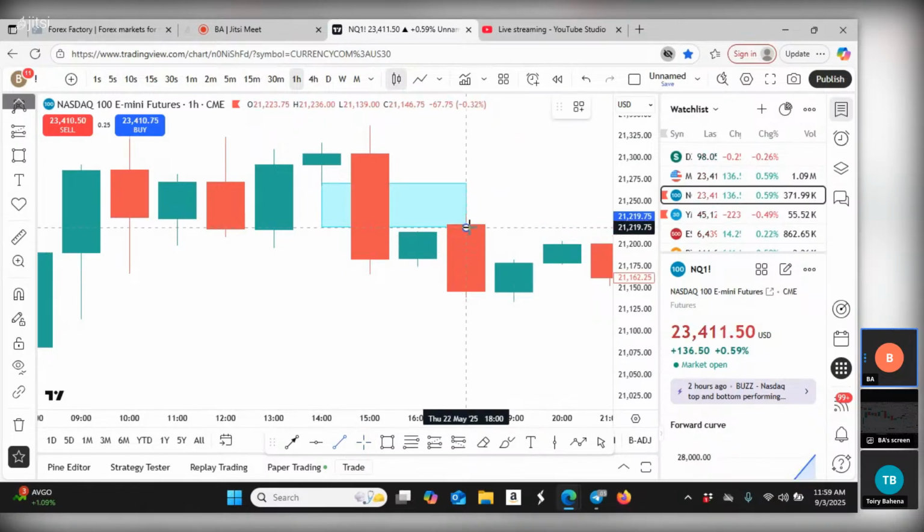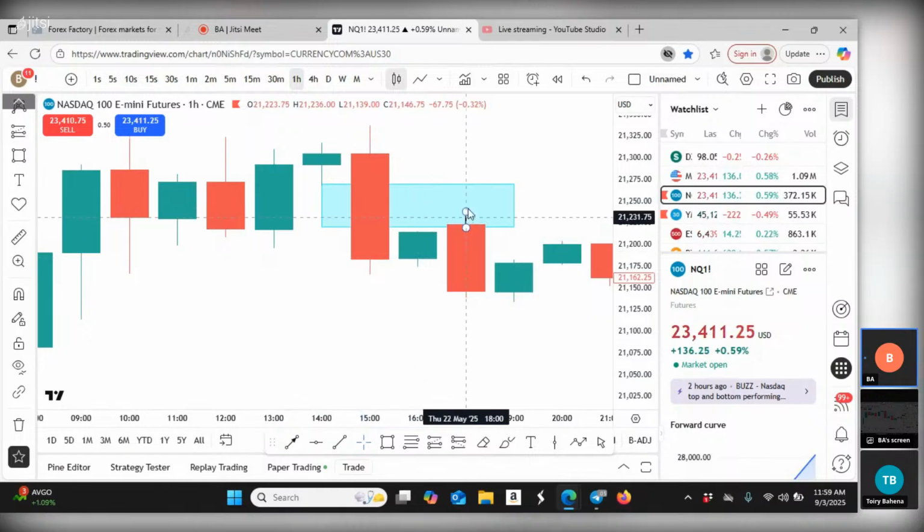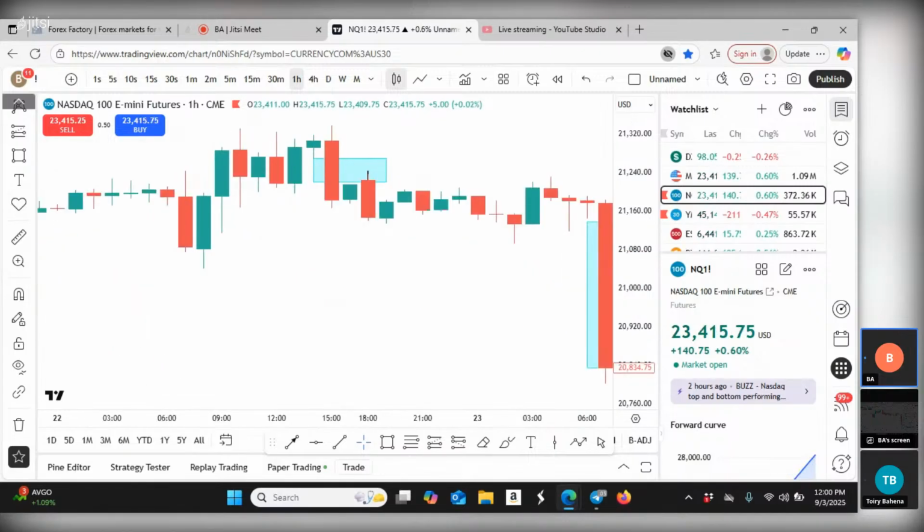You see how it tapped into it right here? Yeah, it's clean. So it's like saying buyers have been offered right here in this little gap area. It doesn't necessarily have to fill it all the way in, but as long as they offer some kind of buyers in there, it'll be fair delivery on both sides.